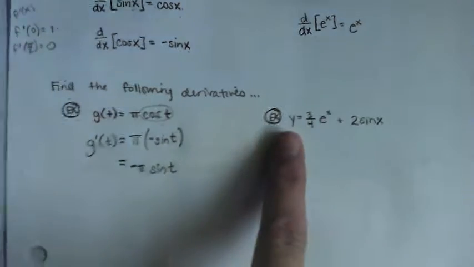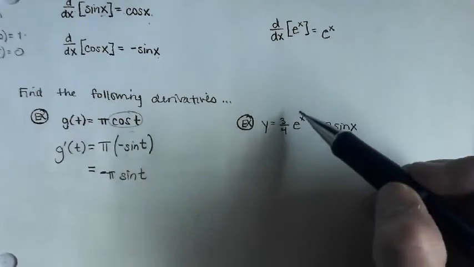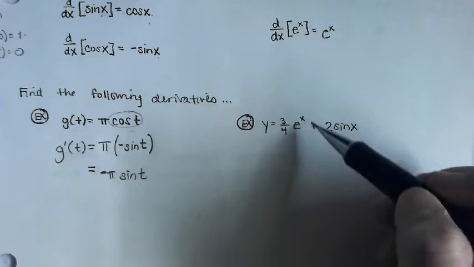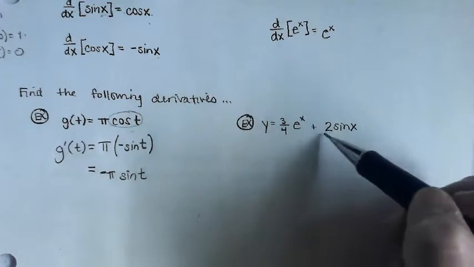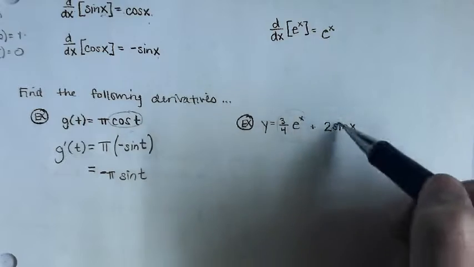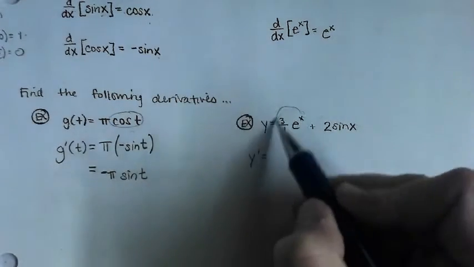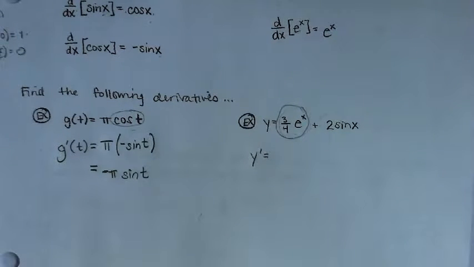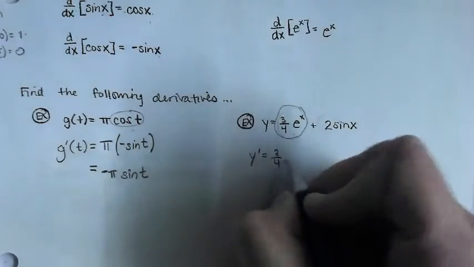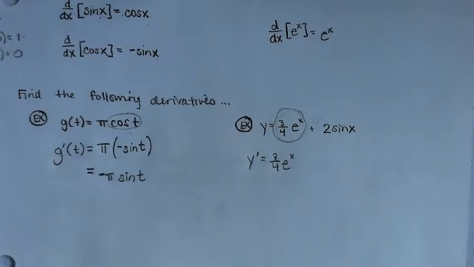Okay, and the next one is a polynomial, which we saw yesterday. If it's a polynomial function of sorts with different terms, you take the derivative of each term individually. So y prime here, the first term is an e to the x type function, so the derivative of that is no different than the original. The derivative of e to the x is e to the x.